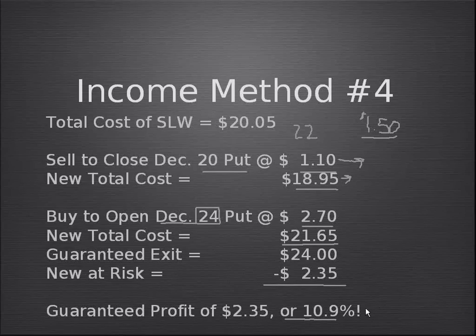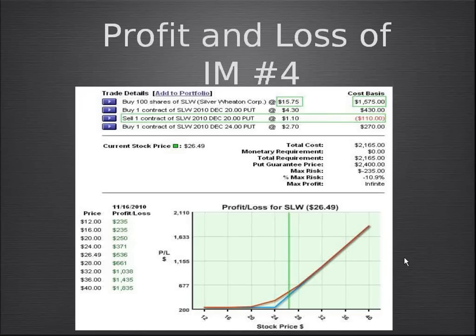This 10.9% is the worst case scenario, and I would only realize it if I held the position all the way to expiration, again, December expiration, and the stock remained below $24. Right now, I could liquidate the entire position, stock plus the new put, for a much higher gain. So again, here's our trade-off.